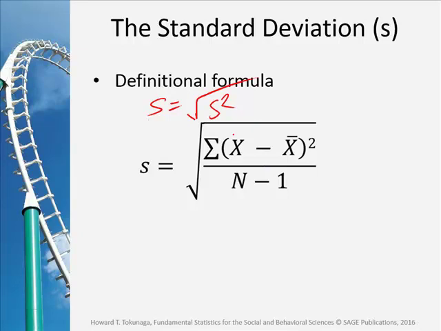So if this is the deviation, this is the average, right? And you do this, and this is the squared. Well, by taking the square root, we're getting rid of the squared, and all we're left with is the average deviation from the mean.